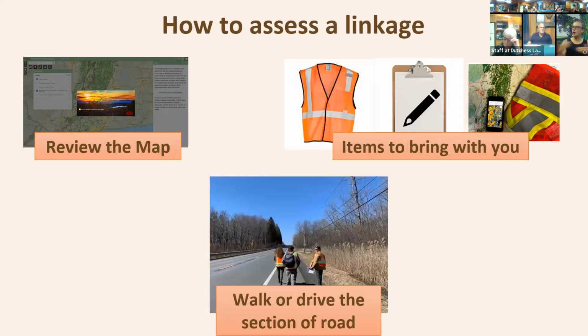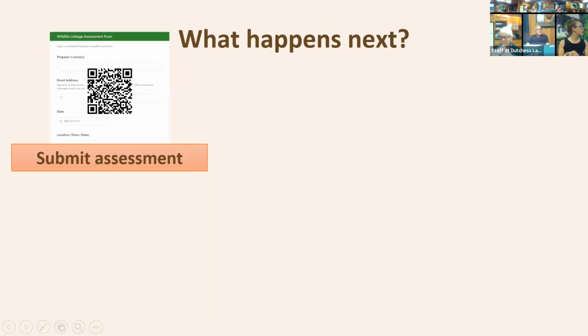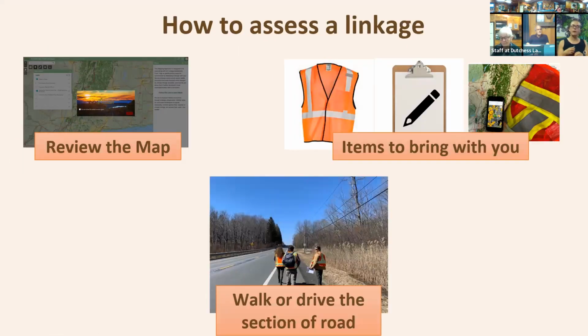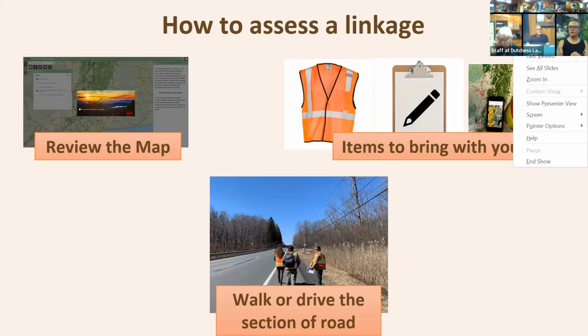You're then going to just walk or drive along that section of road and collect the data, which is a really simple collection of data. Please only walk the road if you have a safe spot to pull over and you feel comfortable walking that road. You will notice when you look at the map that there are some circles on I-84 and the Taconic and Interstate 90, and I don't expect anyone to walk those.